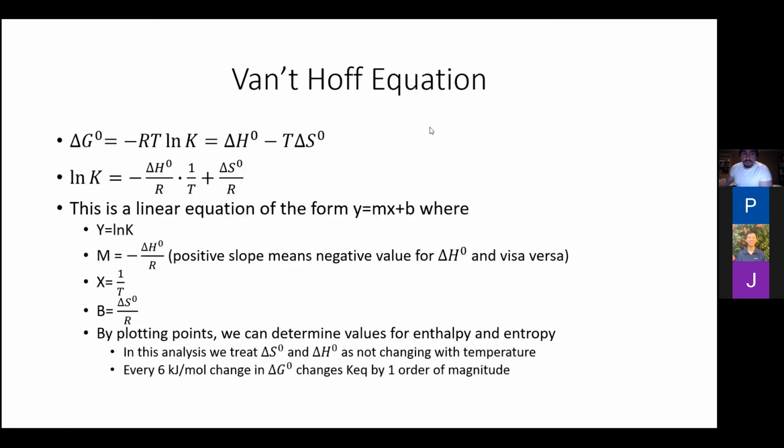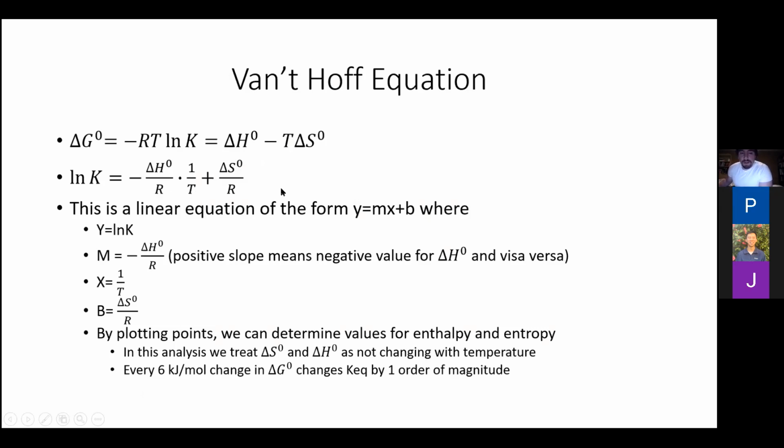Now moving on to the Van Hoff equation. We have these two formulas for delta G naught: delta G naught equals minus RT ln K, and delta G naught equals delta H naught minus T delta S naught. You can equate these two and then divide by negative RT, and you get the Van Hoff equation. So why is this useful?